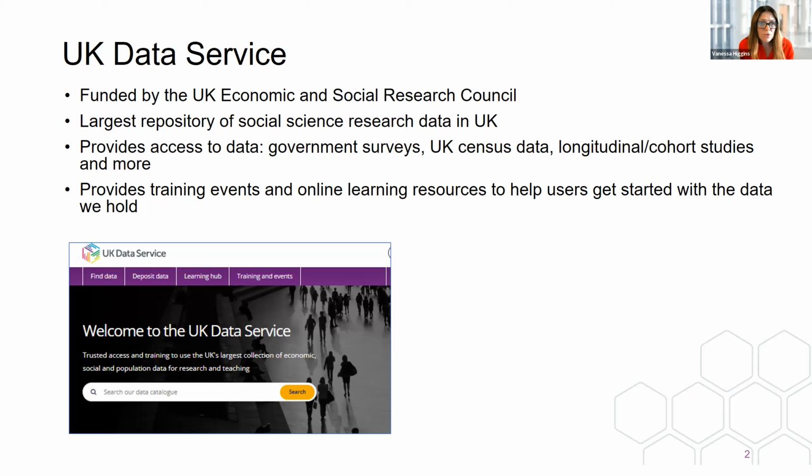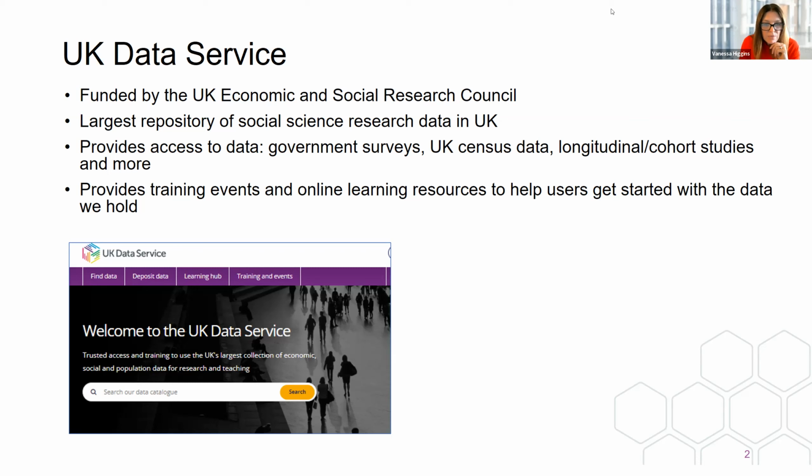So we're funded by the UK Economic and Social Research Council, which is one of the biggest funding bodies in the UK, and it funds social science research. And we hold a huge amount of social science research data, mostly from the UK, some international. So we provide access to that data, and we provide training on how to use that data. So the kinds of data that we're talking about are government surveys, so your big employment surveys, crime surveys, health surveys, census data, and other things like cohort studies, so studies that follow people over time. So these big important studies that are used in research and policy.